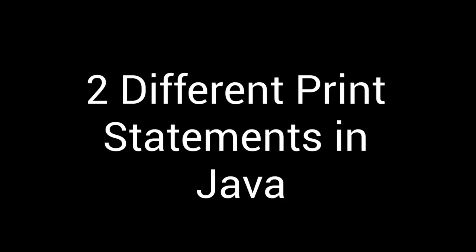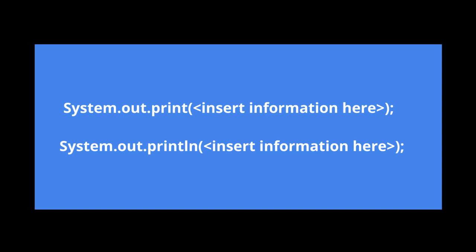There are two different types of print statements in Java. The first is System.out.print, and the second is System.out.println. Let's focus on the first part. So this first part, System.out.print, is telling our system or computer to print out whatever is inside of the parentheses.